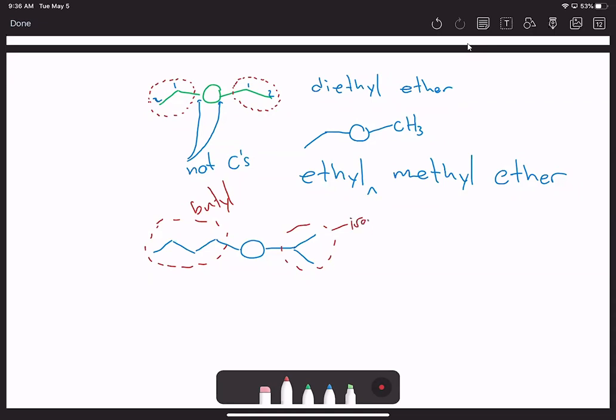This is isopropyl. So here, alphabetically, it is butyl isopropyl ether.